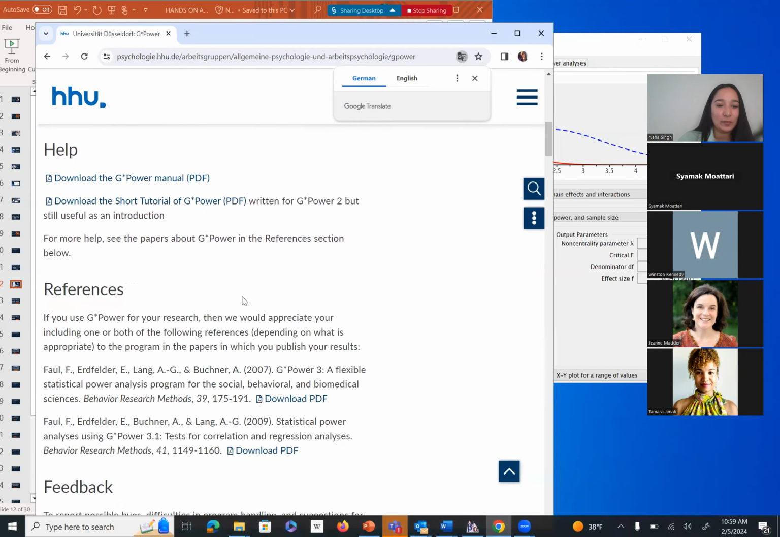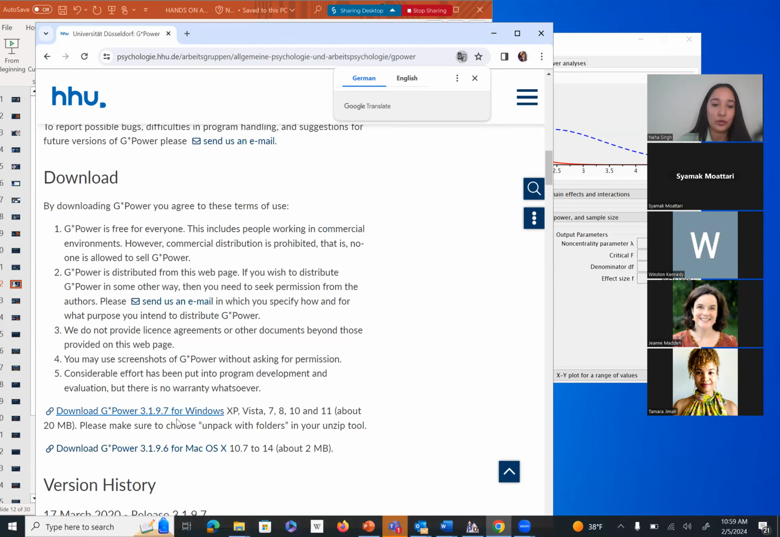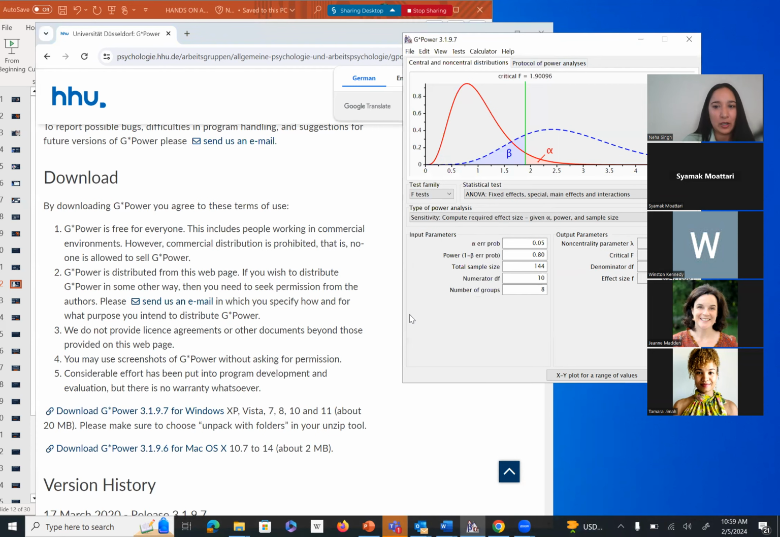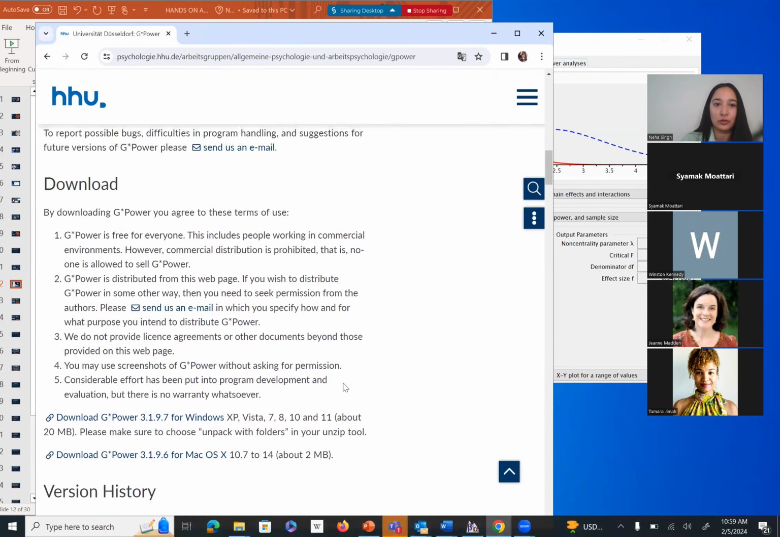Yes, so if you go down below, you have the option to download it, whether it's for Windows or for Mac. The download is version 3.1.9.7 now. I think I have that version, but it's not much different. They've just added a few more statistical tests in there.